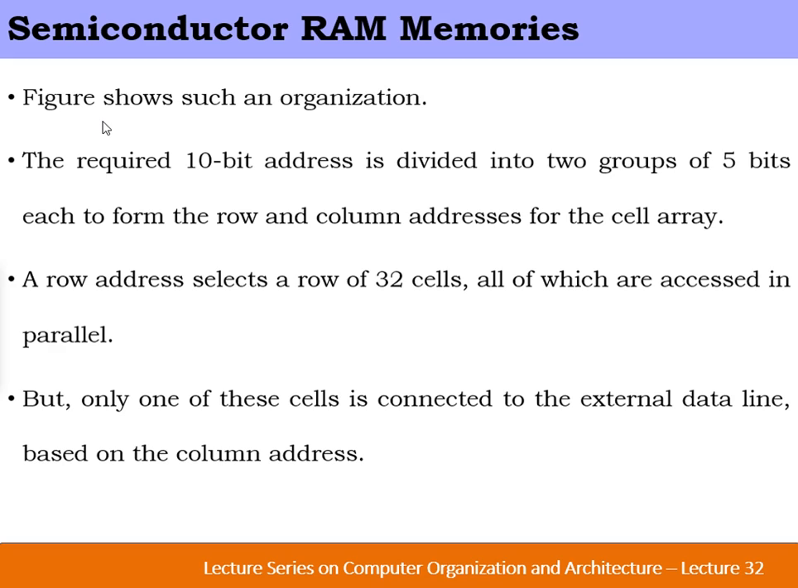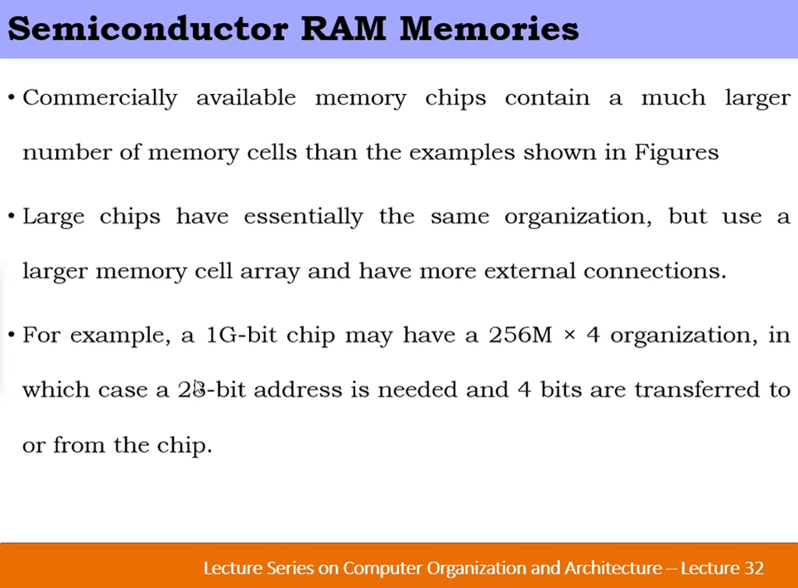Here the above figure shows the organization. Totally it requires a 10-bit address which is divided into groups of 5 bits, each corresponding to the row address and the column address. The row address is going to select a row of 32 cells, all of which are accessed in parallel, but only one of these cells is connected to the external data line. That is completely based on the column address.